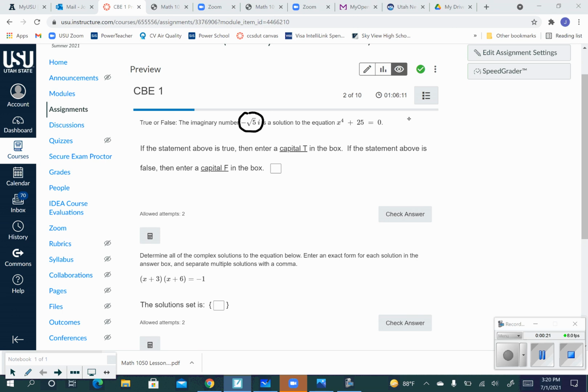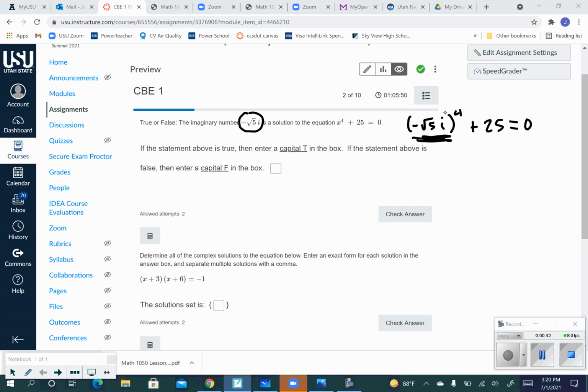So I have negative square root of 5i to the fourth plus 25 is equal to 0. So the tricky part is we're going to have to simplify this, right? For this to be true, this is going to have to come out to be negative 25, right? Because negative 25 plus 25 equals 0.